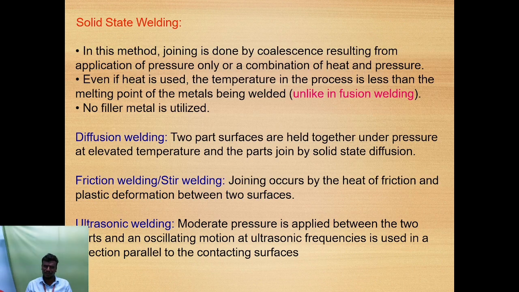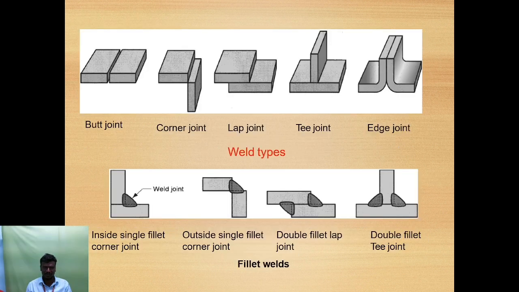In the diffusion welding process, the two part surfaces are held together under pressure and elevated temperature, and the parts are joined by solid state diffusion. In friction stir welding, joining occurs by the heat of friction and plastic deformation between the two surfaces. In ultrasonic welding, moderate pressure is applied between the two parts, and an oscillating motion at ultrasonic frequency is used in a direction parallel to the contacting surfaces.